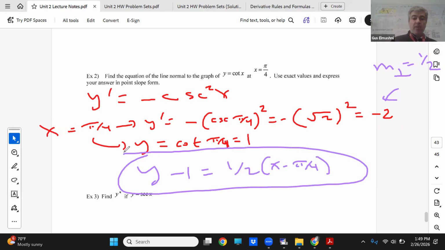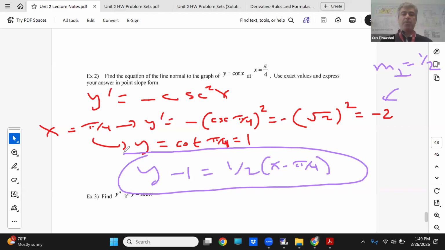Again, y prime is negative cosecant squared x. Cosecant pi over 4 is root 2. Square it becomes 2, but it's a negative, so it's negative 2. But since you're doing perpendicular slope, because it's the normal line, you gotta do the negative reciprocal of negative 2, which is 1/2. That's the slope of your normal line. And of course, at pi over 4, y is 1, because you put it back in the original equation. Does that make sense? My derivative is negative 2, I want normal, and normal is perpendicular.